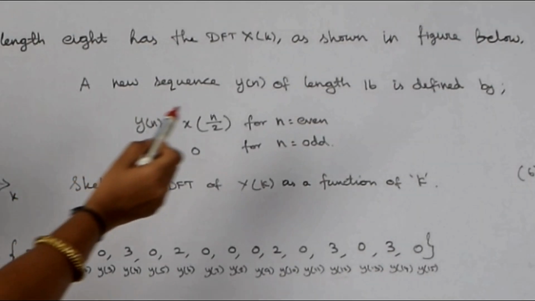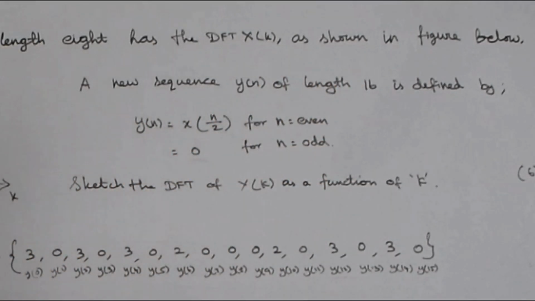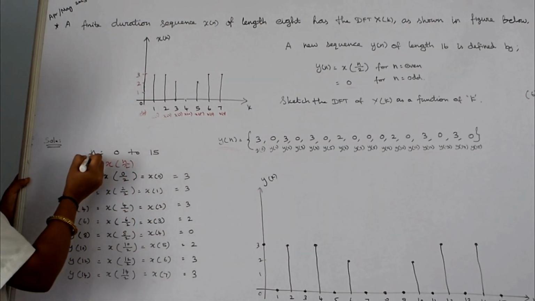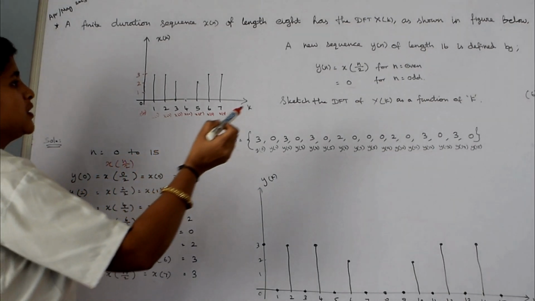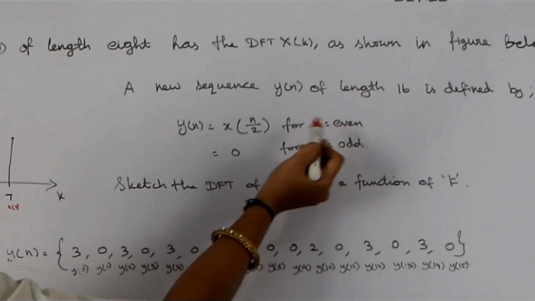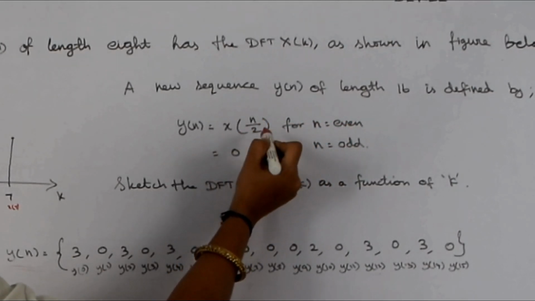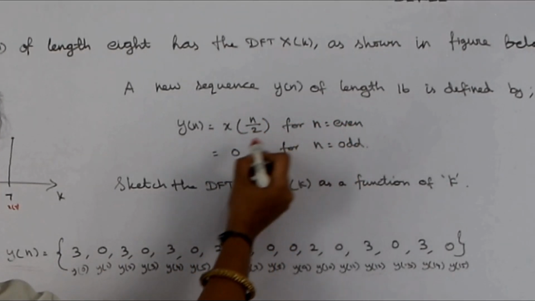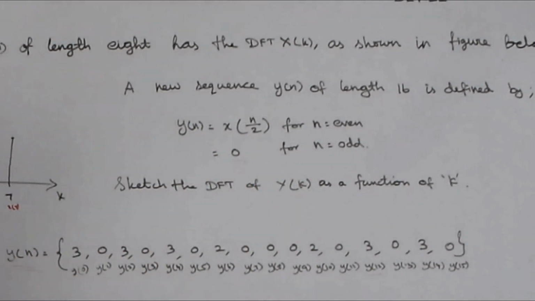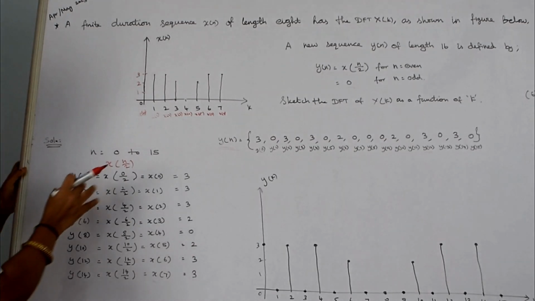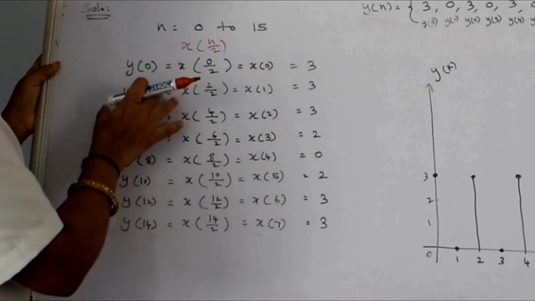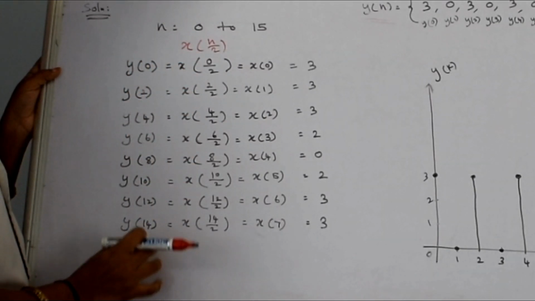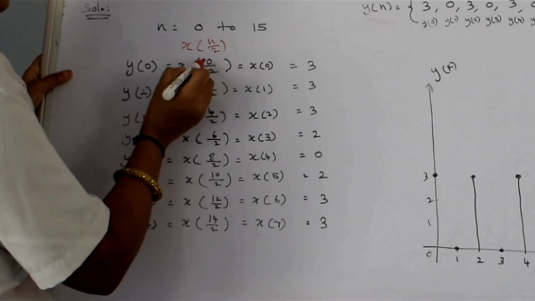Since the output sequence length is given as 16, I am considering the value of n from 0 to 15. Here one more condition is that for n is equal to even, we have to substitute x of n by 2, and for n is equal to odd, we have to substitute 0 in the y of n sequence. So here I am considering the even values for n and I am finding out the y of n sequence. So I am going to substitute the even values of n.